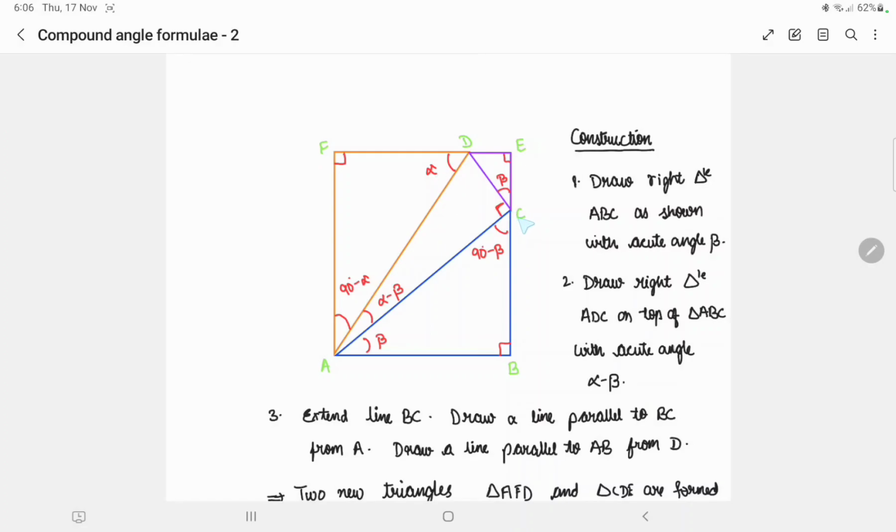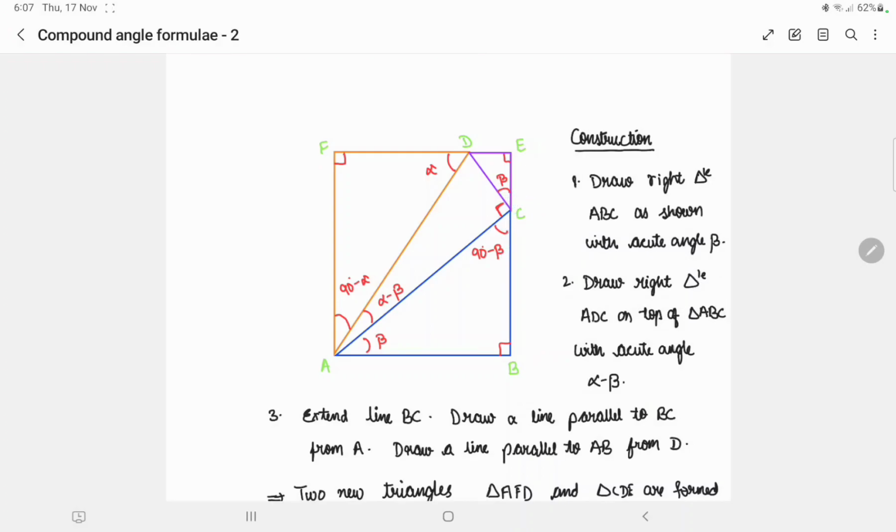Now look at this triangle CED. Since we have this angle as beta, this angle as 90 degrees minus beta, this angle would be beta. Why? Because on one side of a line, the sum of all angles will be 180 degrees. This is 90 degrees, this is 90 degrees minus beta, which means this angle is beta.